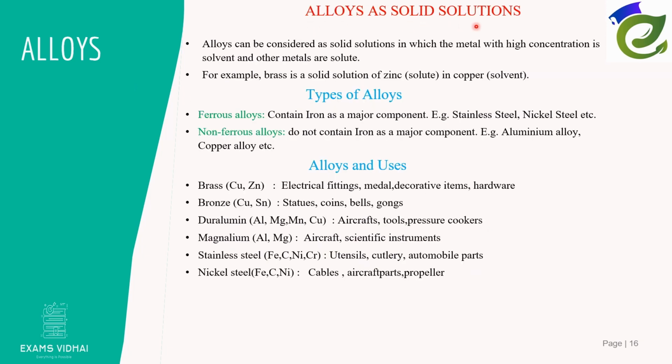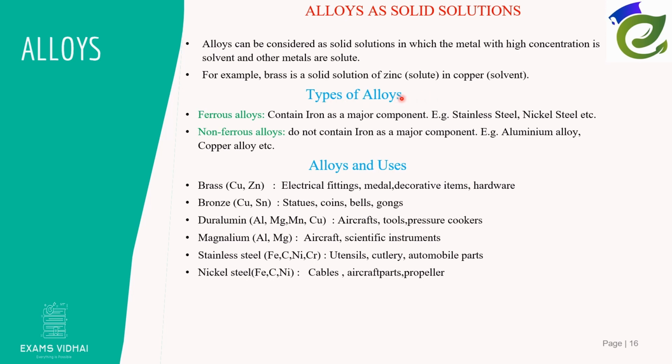Alloys as a solid solution. Alloys can be considered as a solid solution in which the metal with high concentration is the solvent and the other metals are solutes. For example, brass is a solid solution of zinc and copper, where zinc is the solute and copper is the solvent.